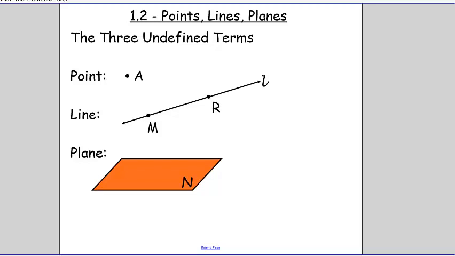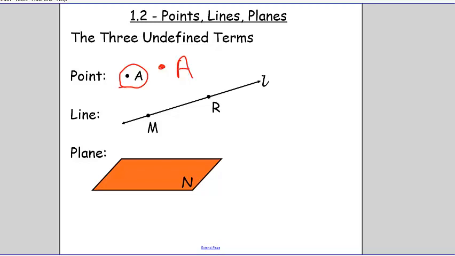Now a point is just as it seems. Think about the tip of your pencil as being a point. Technically, points have no shape or dimension, so it's just point A. And how we write that is a capital letter A. So a capital letter is going to denote that something is a point.